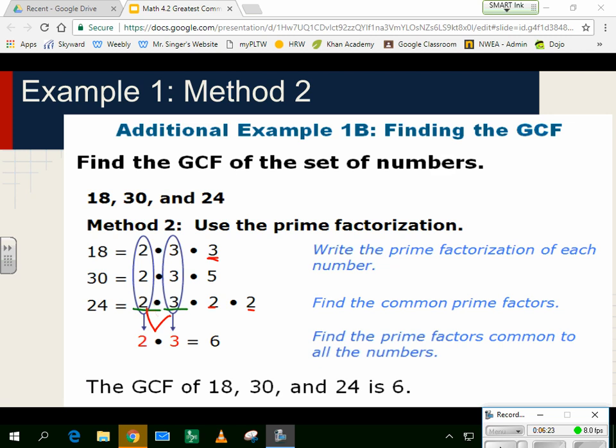Again, this is a different method you can use. Which one do you feel most comfortable with? That's what I'm going to want you to use. Or again, challenge yourself to try both as we get into our practice problems.